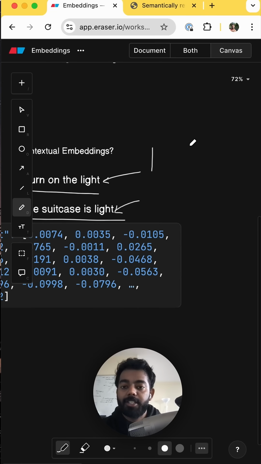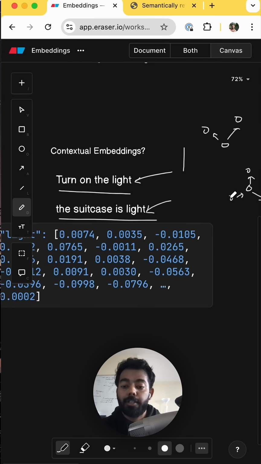In a multidimensional space, there might be two lights that have different meanings because the words closely related to the first light are different, while the words related to the second light are different. That's how large language models are able to identify context in words. That's why it's called contextual embeddings.